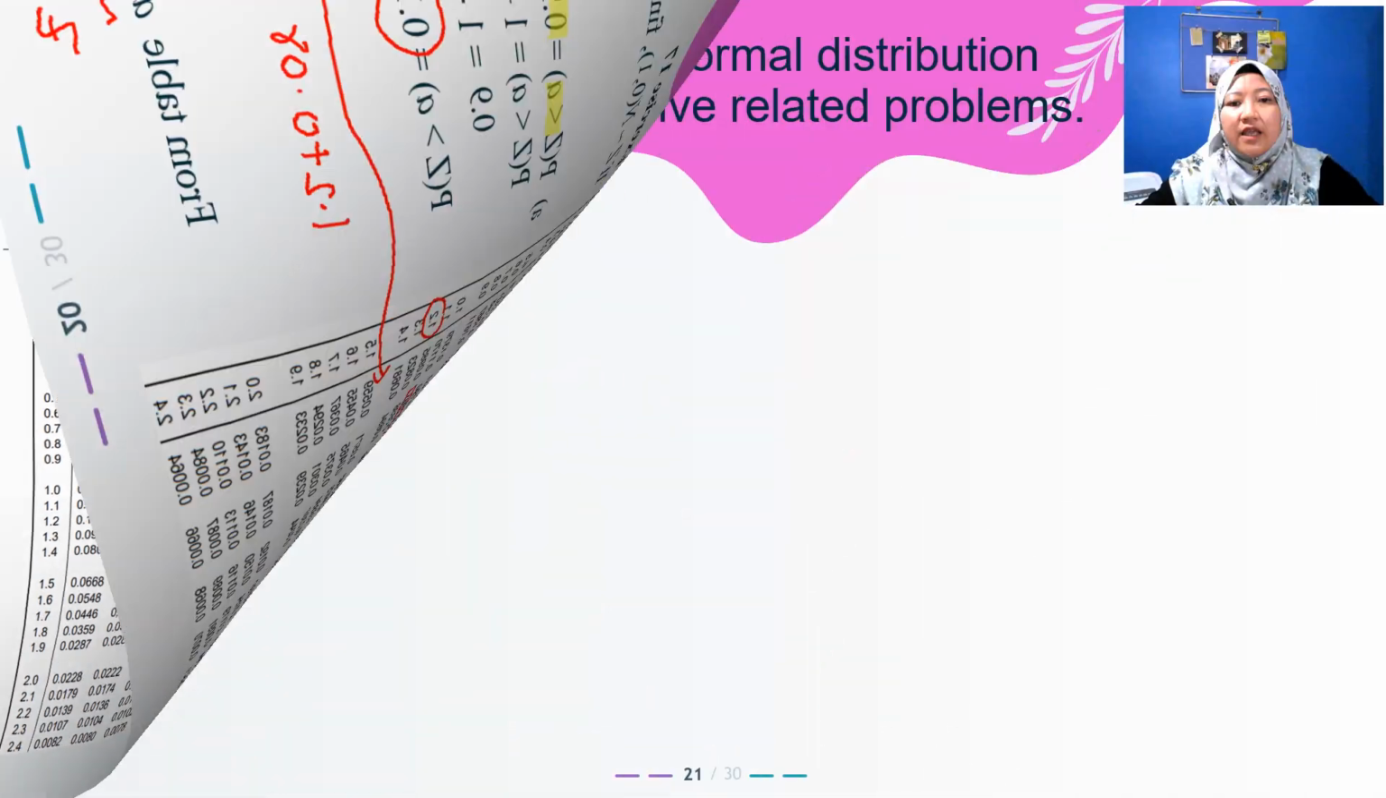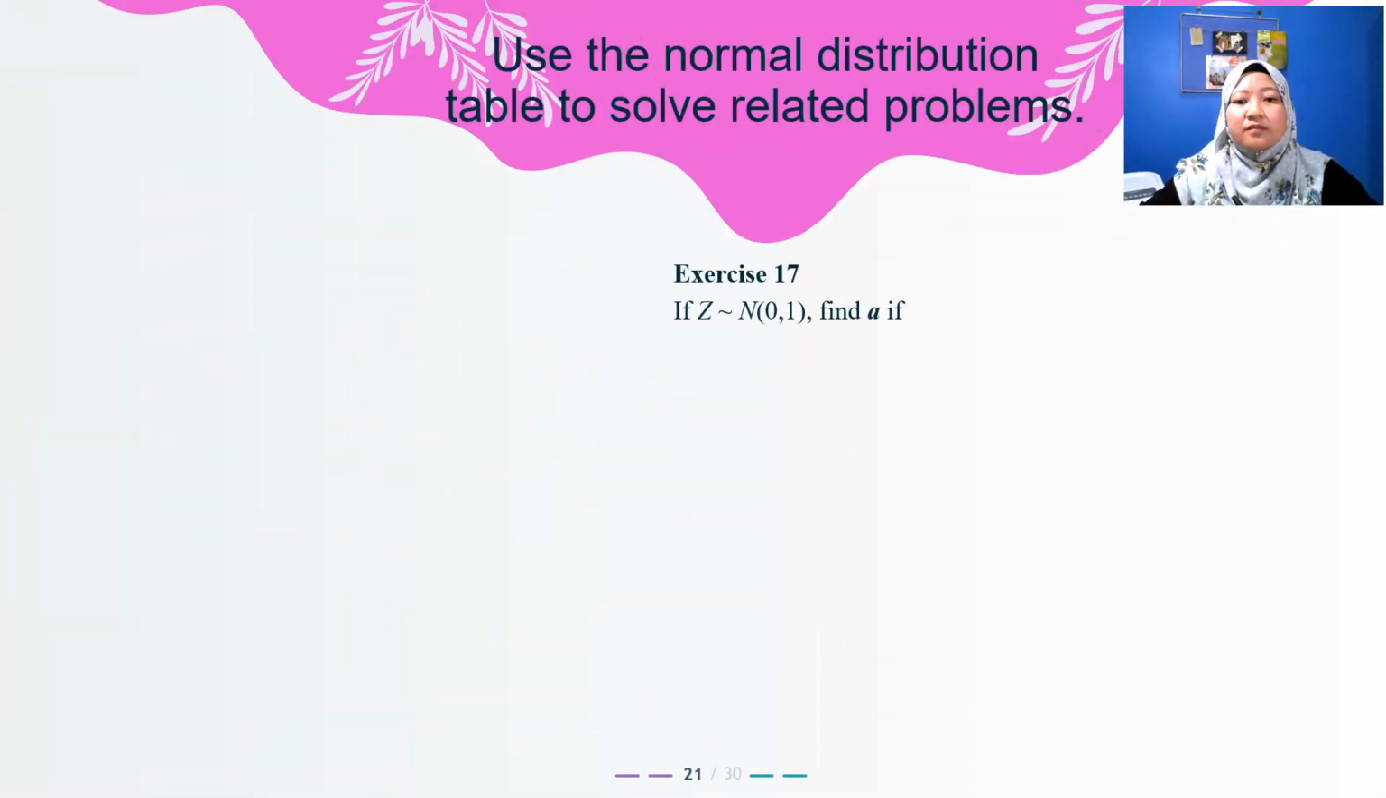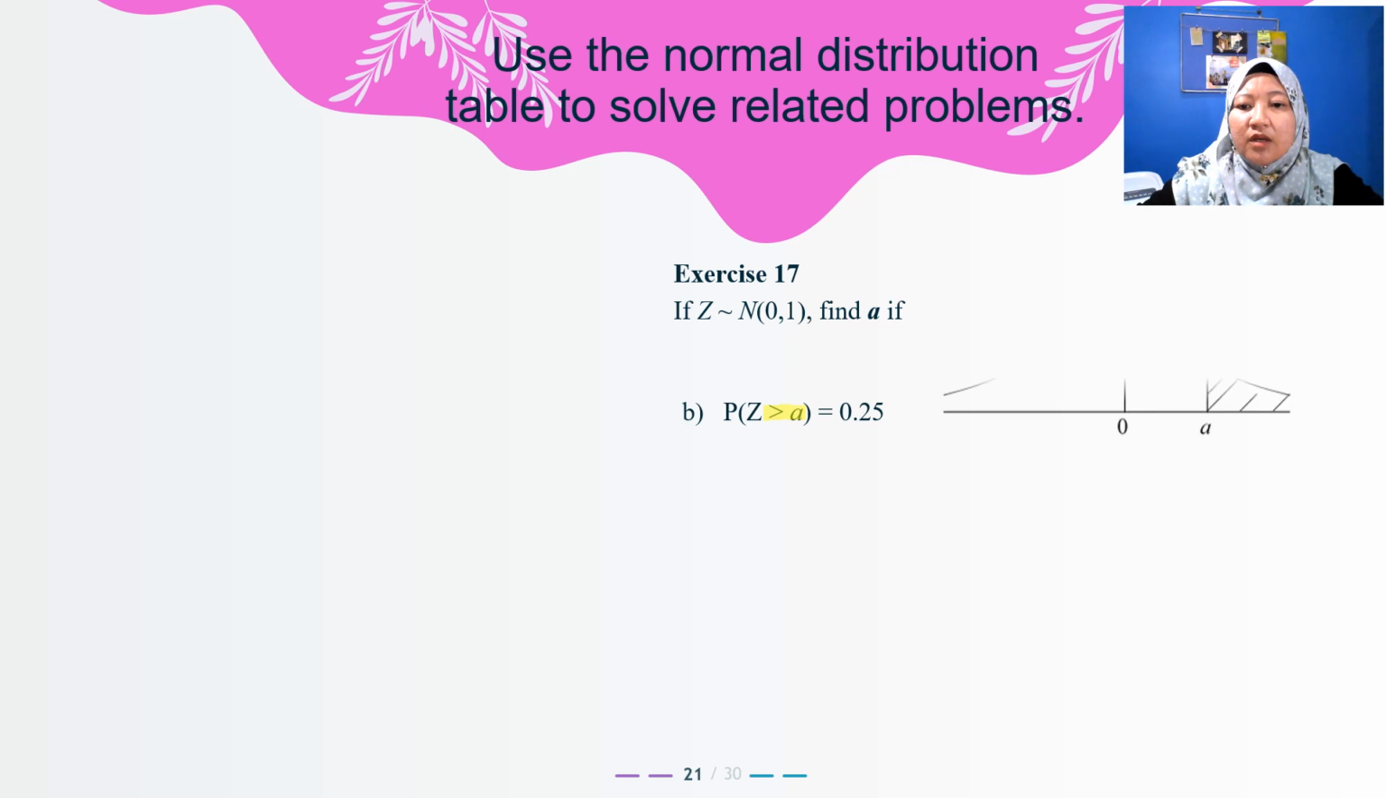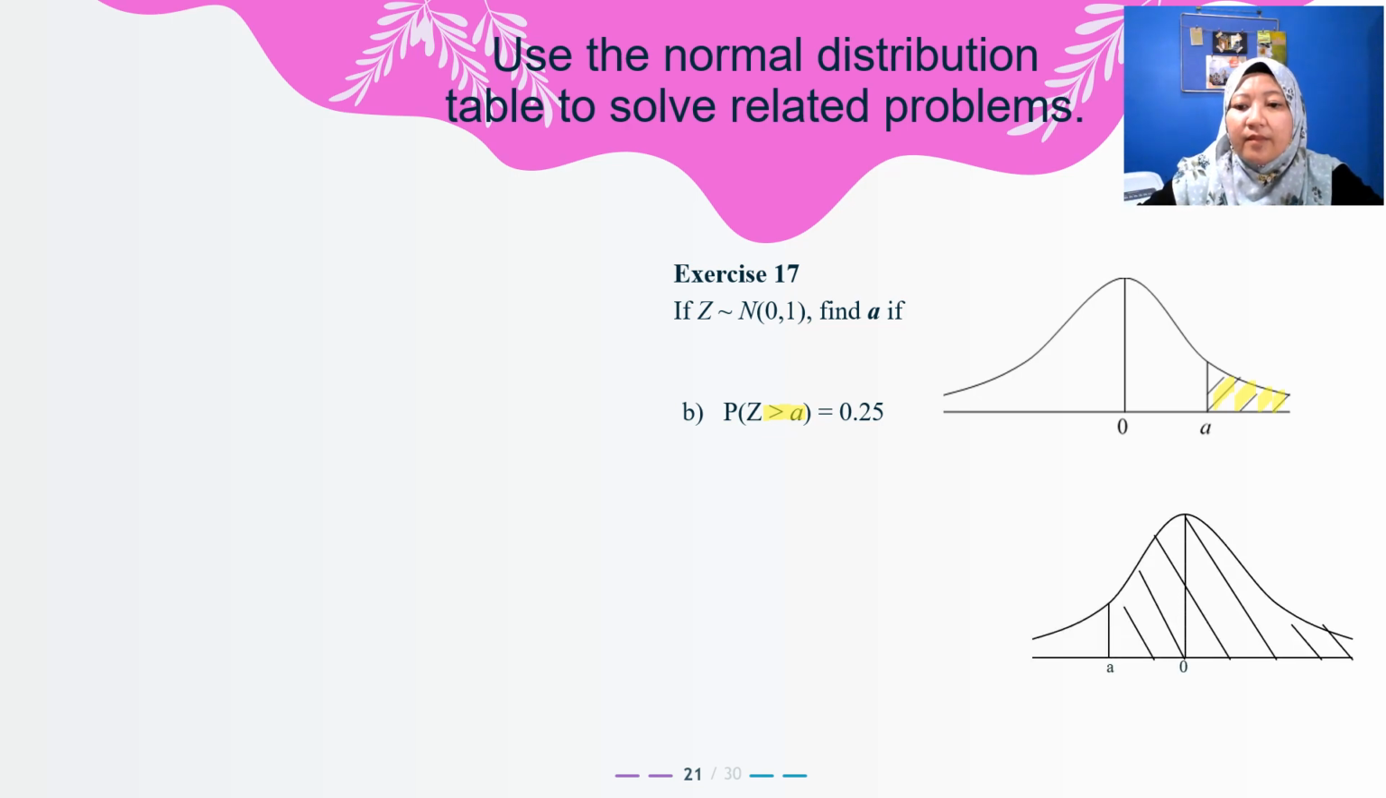Okay, next example. 17b. Find the A if probability Z greater than A is 0.25. Okay, look at the symbol. Greater than A. Maybe greater than A like this. Greater than A. Or like this. Greater than A. So which one?